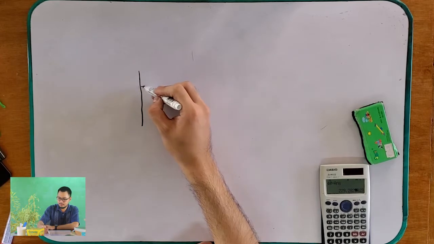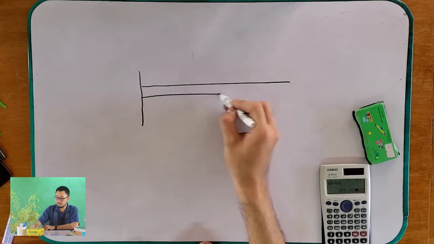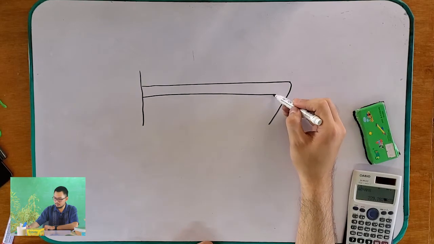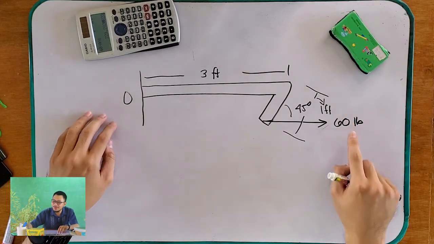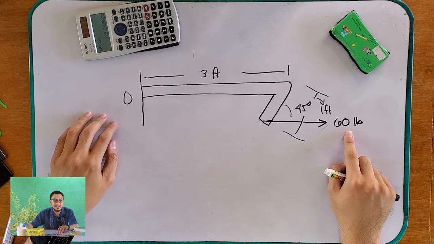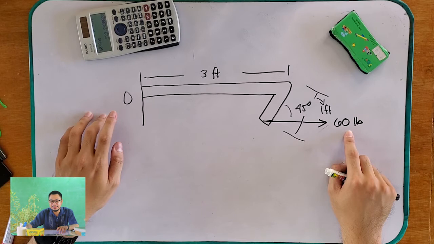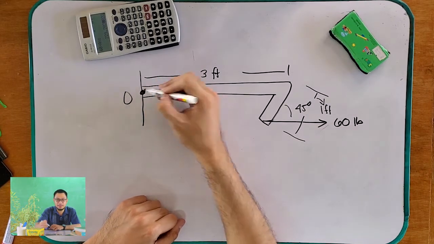Understood? Let's have another easy example. How about this one? In this example, we have a force of 60 pounds, and we have a moment that is created about point O. So still the same problem, we have to determine the moment of the force 60 pounds about point O.